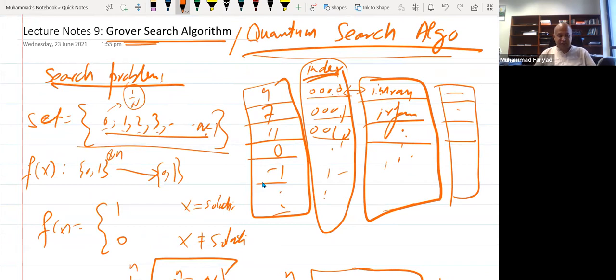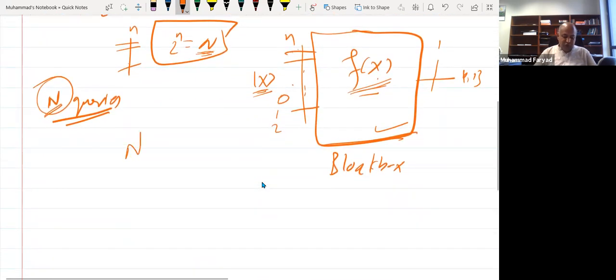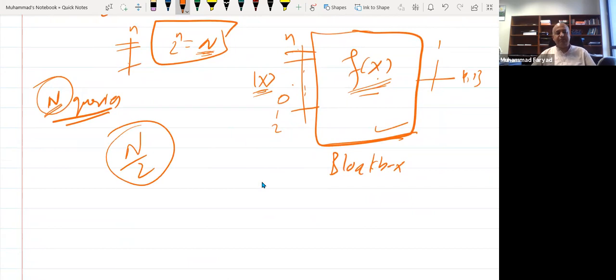So if there are 10 entries, each one is like 10% equally probable of being a solution. So in that case, even then you have to give at least n by 2 queries, after which you can say, okay, the next entry might be a solution with a probability more than 50% after you have eliminated n by 2 queries. So even a probabilistic computer is still requiring us to have order of n queries of this black box.